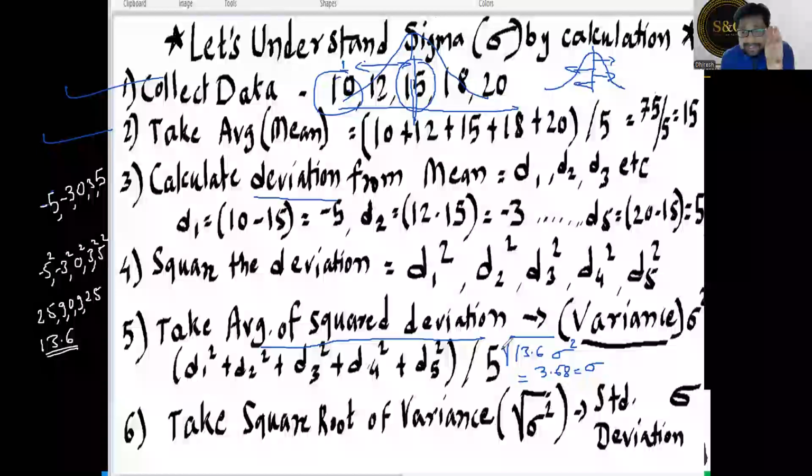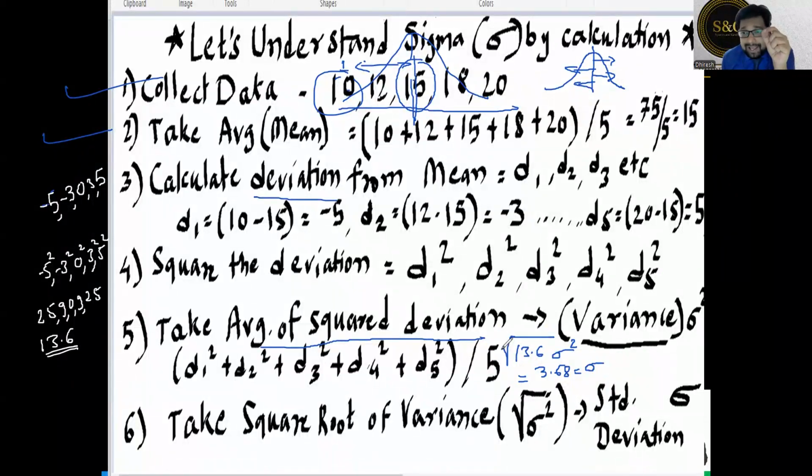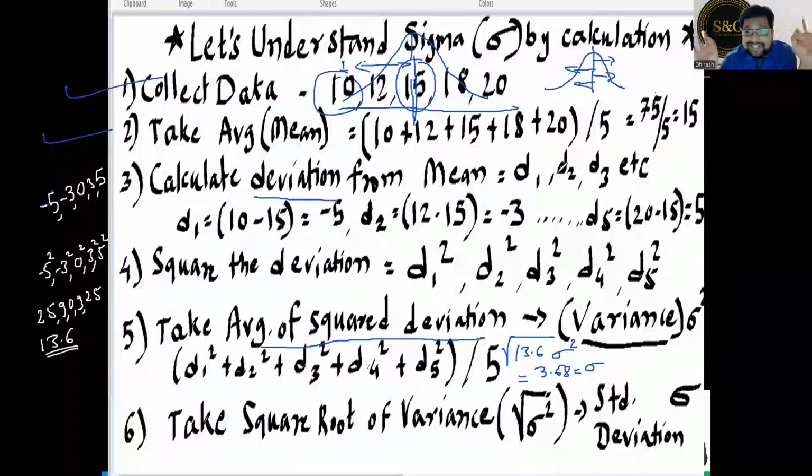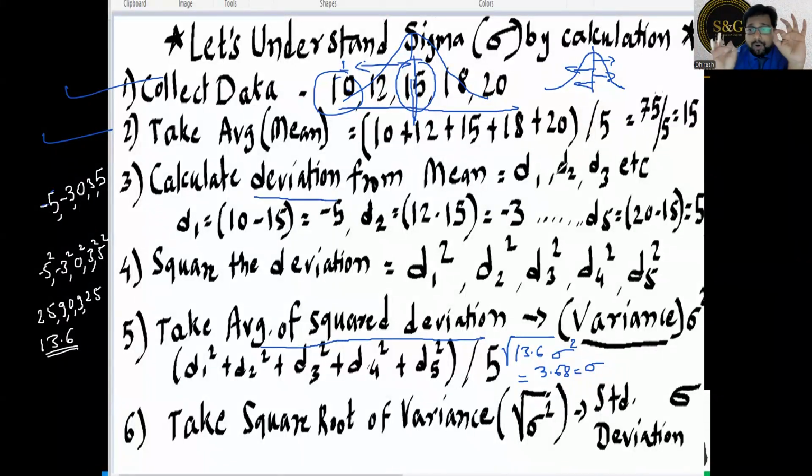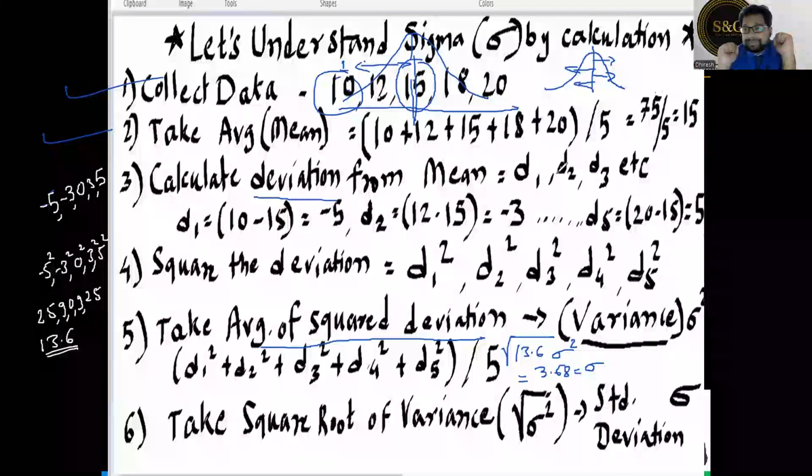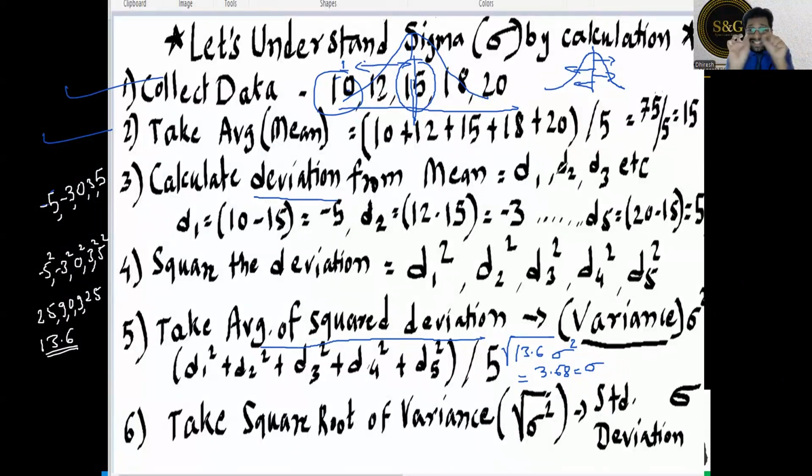What does it mean? In very simple language, and this is not technically a right statement, but for a layman's understanding, it is the average distance of all the data points from the mean. I repeat, it is the average distance or deviation of all the data points from the mean. Just for our understanding. Clear, everybody? This is called standard deviation.